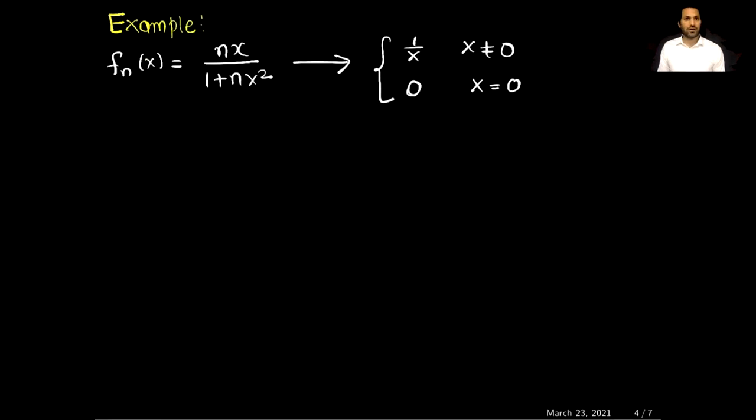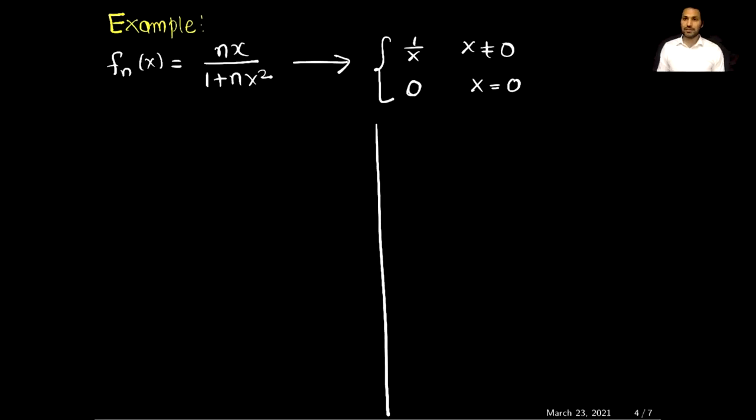Now let's take one more example of pointwise convergence. In this example, I consider my sequence of functions f_n(x) = nx divided by 1 plus n x squared, and I will prove that the sequence of functions converges to the limit 1 over x when x is not equal to 0, and if x is equal to 0, then it converges to 0. So let's prove it. In order to prove it, again we first have to do some scratch work.